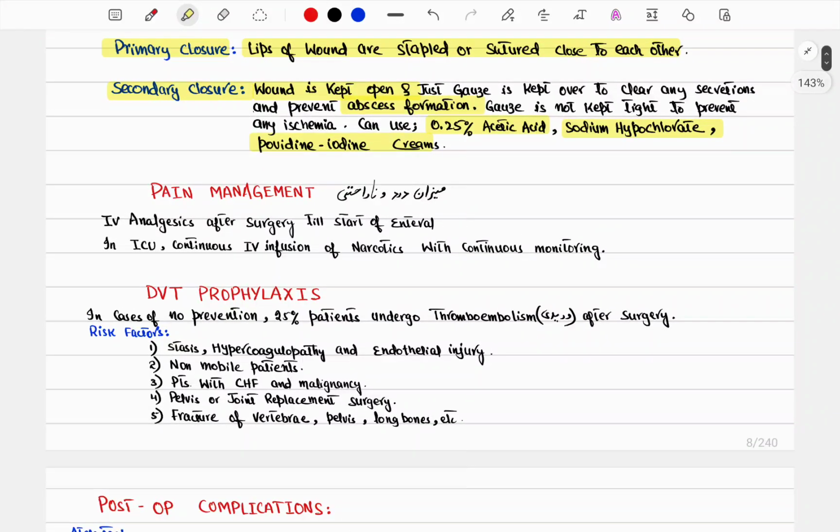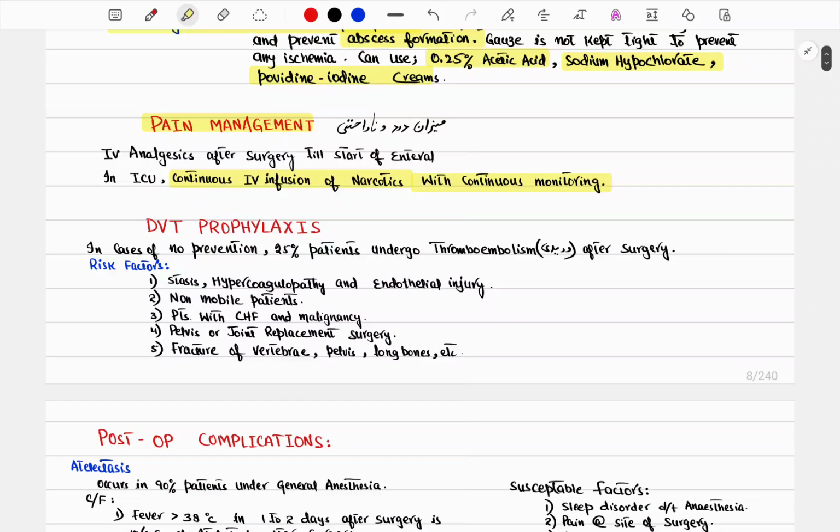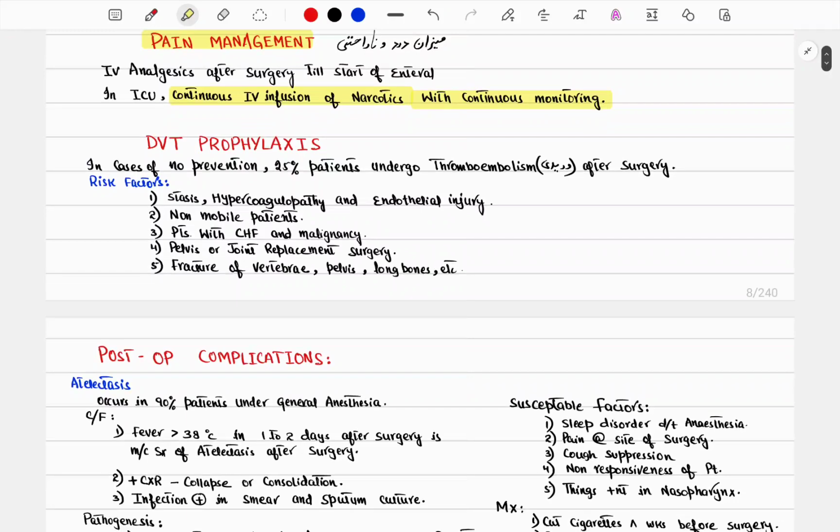For pain management, we give analgesics after the surgery till the patient can start eating orally, so that we can start with oral analgesics. In ICU, we don't know if the patient has pain, or the patient can't talk to us about the pain. So in ICUs, we give a continuous infusion of narcotics, obviously with continuous monitoring for any respiratory depression occurring.